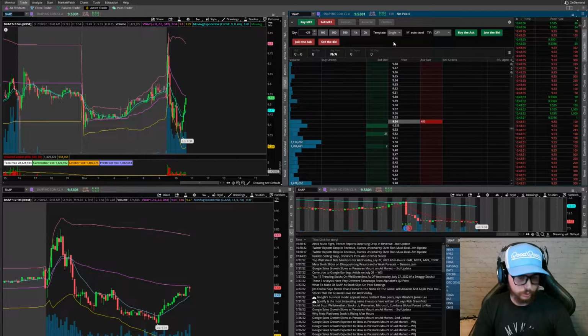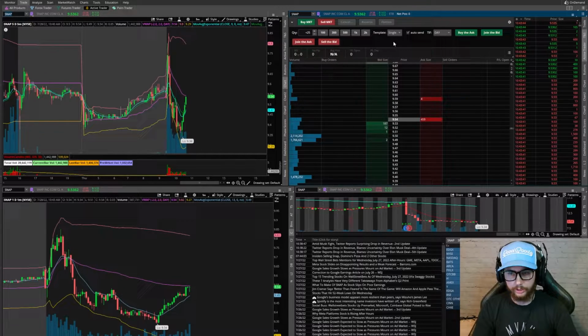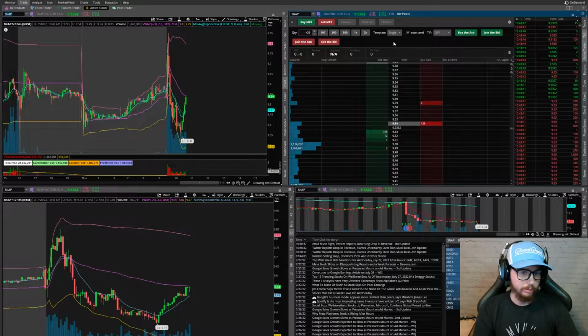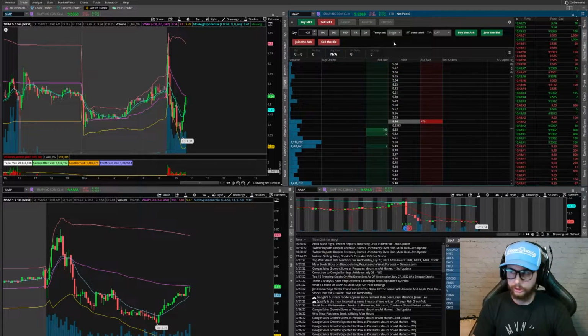It's a little more difficult to get filled with a limit compared to a market. So if you just want in the trade and you don't care, hit the market, you're going to get filled. Another quick note about orders, as you probably know: if you're trading pre-market or after hours, you cannot use market orders. You have to use limit orders.